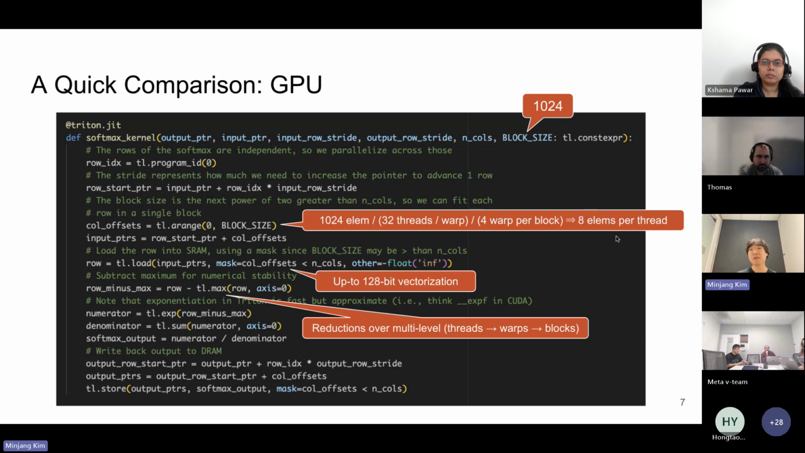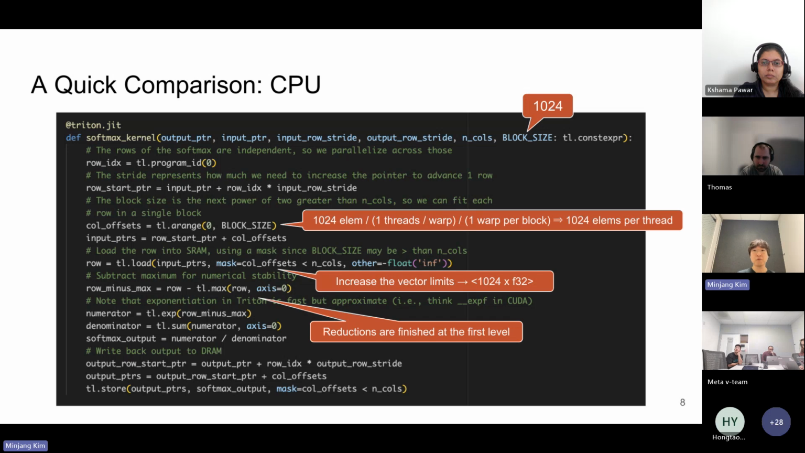each CUDA thread will handle 8 elements, right? So it's divided by 32 and the 4 warps. And then when it comes to load, it is vectorizing up to 128-bit. And when it comes to reduction, as you know, there is a multiple level reduction within the thread, within the warp, and across the warps within the CTA using the shared memory.